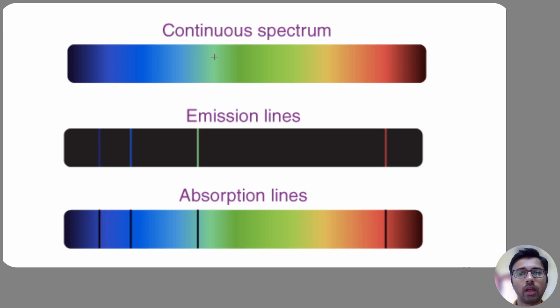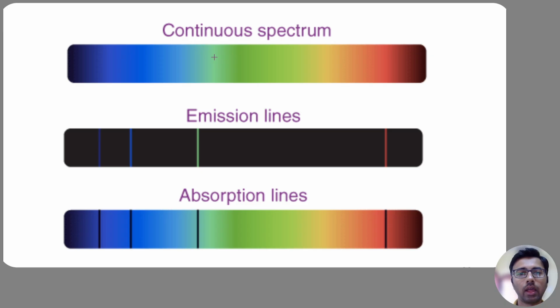Such spectra are produced by dense hot objects, for example, a tungsten filament or a black body radiator. Second is the emission spectrum. Here excited atoms or molecules emit photons only at specific wavelengths. The result is a dark background with bright discrete lines, each line corresponding to a precise energy transition.